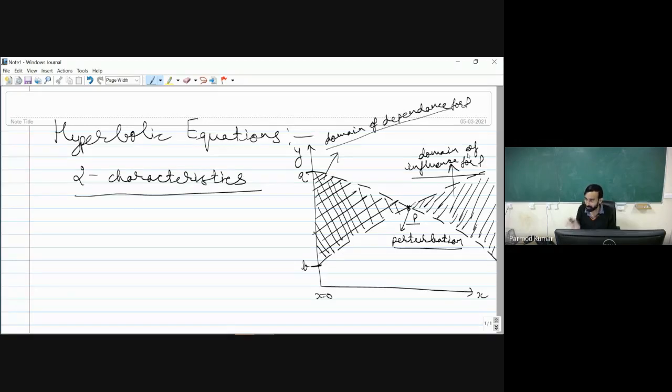So this is very, very important information. It means if I have to study the value of a property at point P, I should consider only the region bounded by these two characteristic lines. I have to take care of this while developing any numerical scheme for finding the solution at point P. The numerical scheme should include the values of properties in the domain of dependence for obtaining the value of the property at point P.